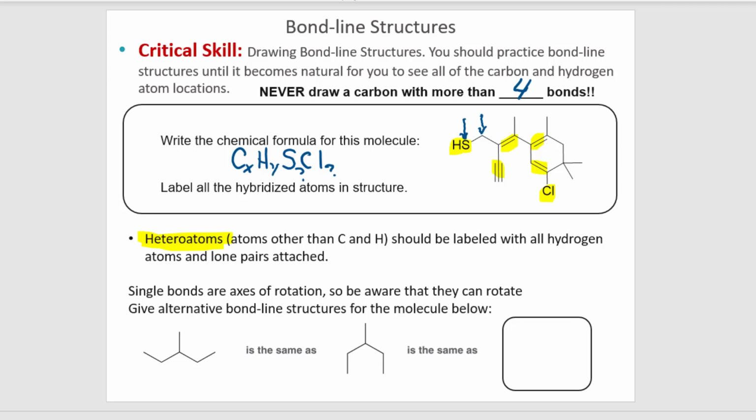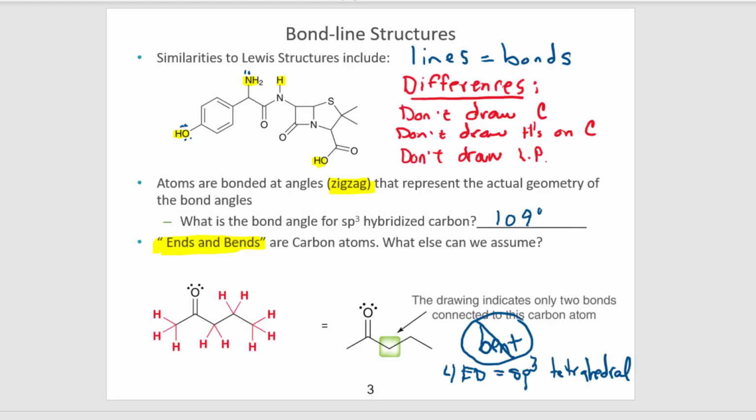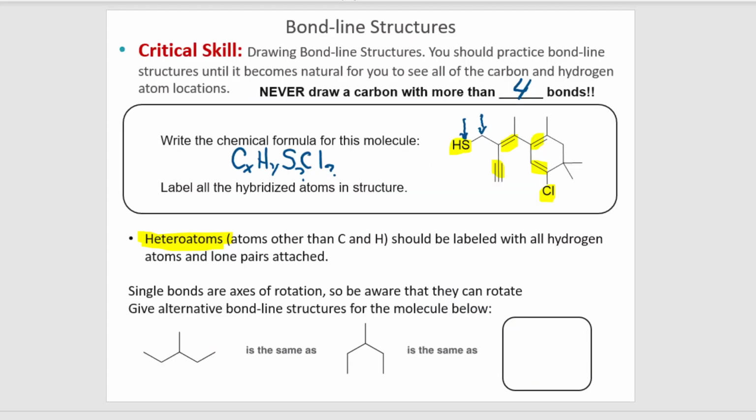If I go back to this molecule here, I had a hydrogen on an oxygen, right? Hydrogens on oxygens, I draw them in. Hydrogens on nitrogens, I draw them in. Okay? Do not assume hydrogens on heteroatoms. You only assume hydrogens on carbons.